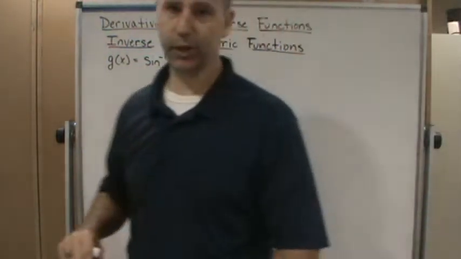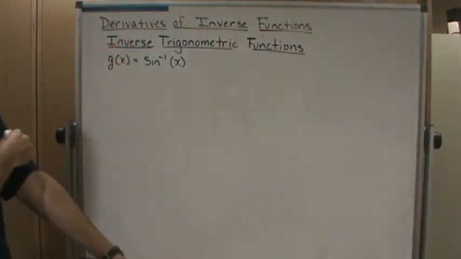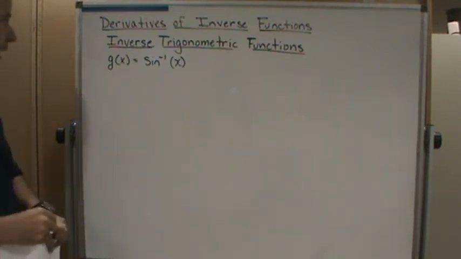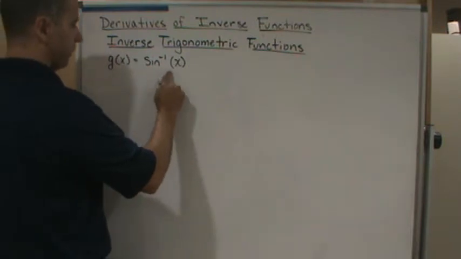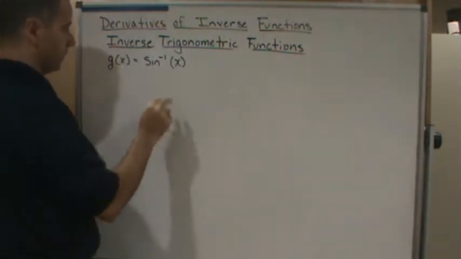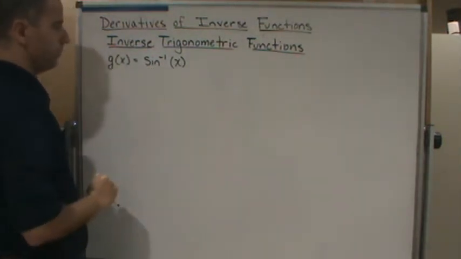Okay, welcome back. Now we're going to do another example. And so here is inverse sine. So we're going to take the derivative of inverse sine, or what we call arc sine. Some textbooks call this arc sine.